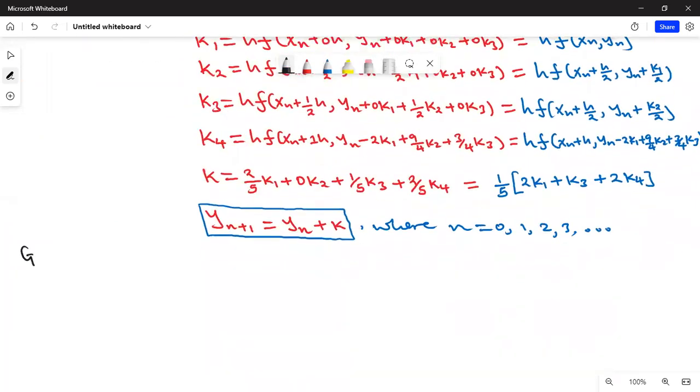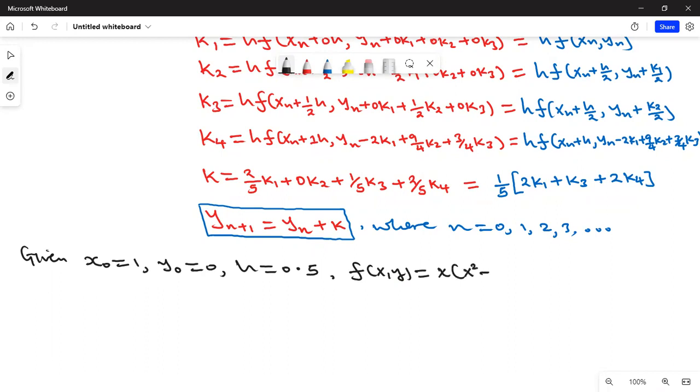So we are given that x naught is equal to 1, y naught is equal to 0, h is equal to 0.5, and our f of x, y is equal to x into x squared minus y squared. So what we need to find is this.